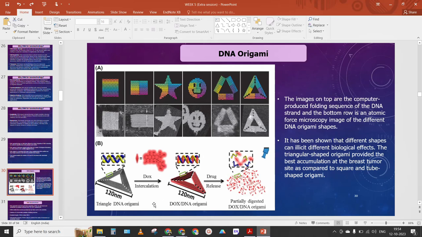As you can see in the example here, this is a triangular DNA origami. Then they have conjugated that DNA origami with DOX. DOX is doxorubicin here. Doxorubicin is an anti-cancer drug. When DOX and DNA origami are conjugated, it is released as partially digested doxorubicin and DNA after targeting the breast cancer cells.